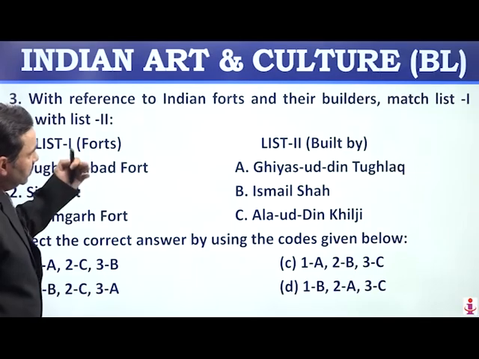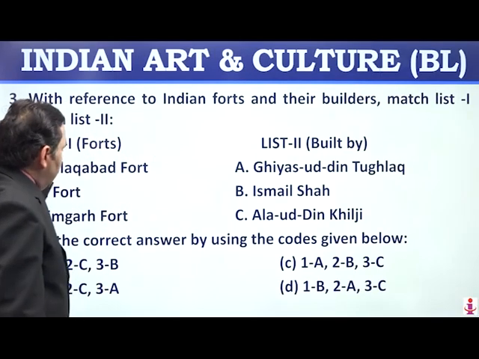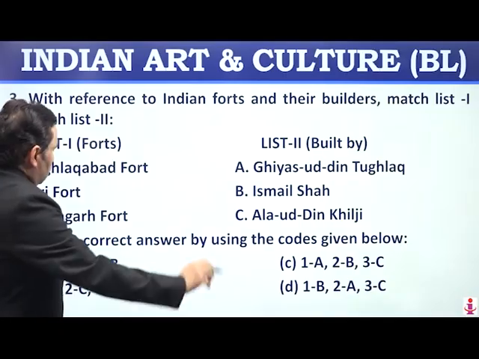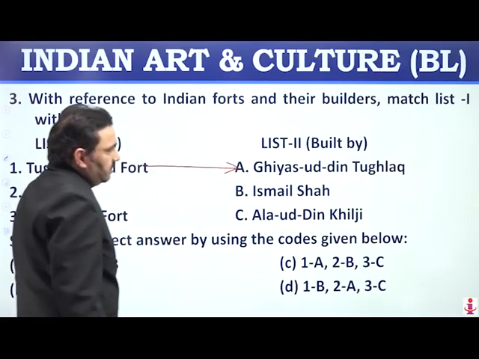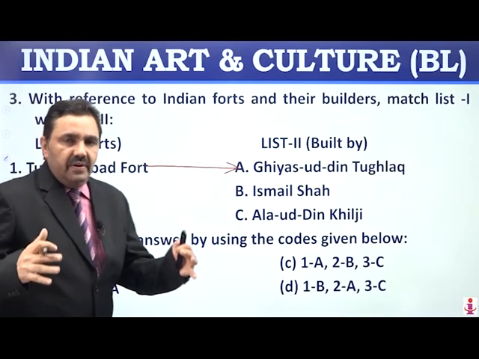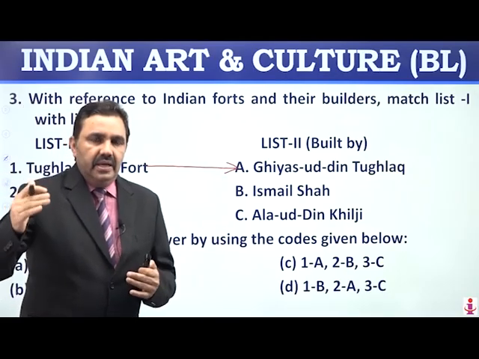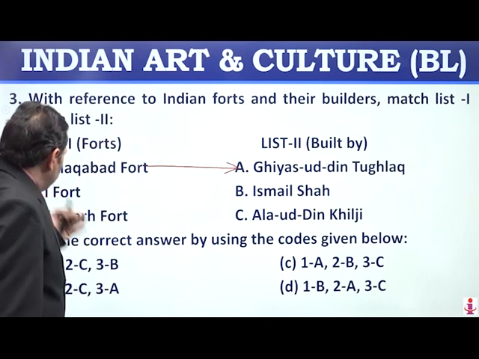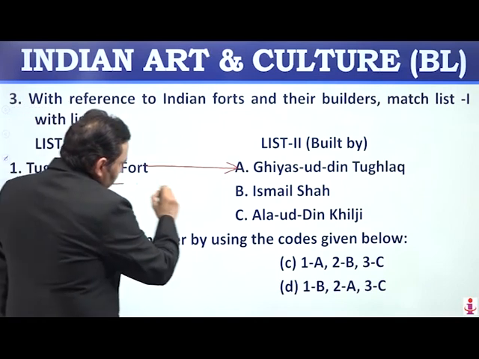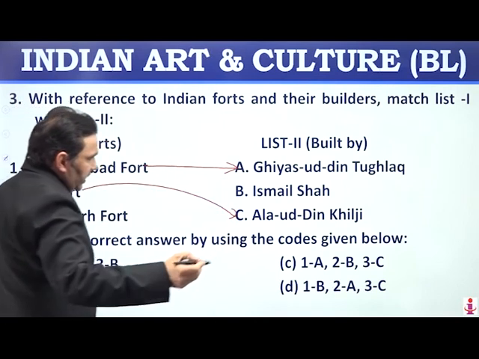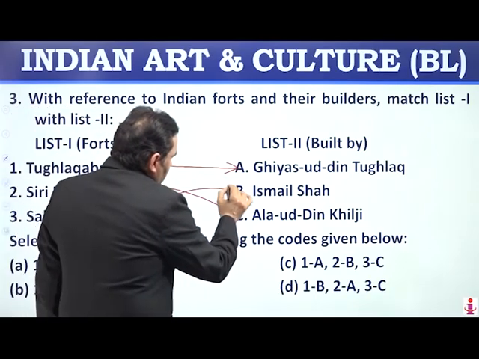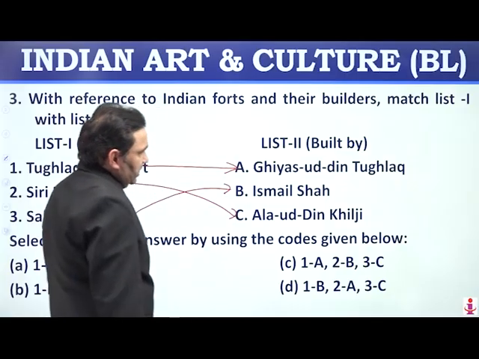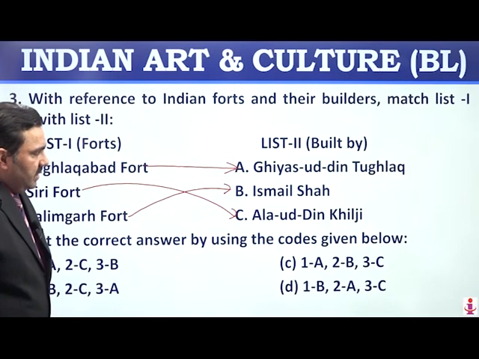Question number 3. With reference to Indian forts and their builders, match list 1 with list 2. Tughlaqabad fort was built in Delhi by Ghiyasuddin Tughlaq. Ghiyasuddin Tughlaq was the founder of Tughlaq dynasty and he constructed this fort. Siri fort was built by Alauddin Khilji, again in Delhi. Salimgarh fort near to Red Fort in Delhi on the banks of river Yamuna was built by Ismail Saha.